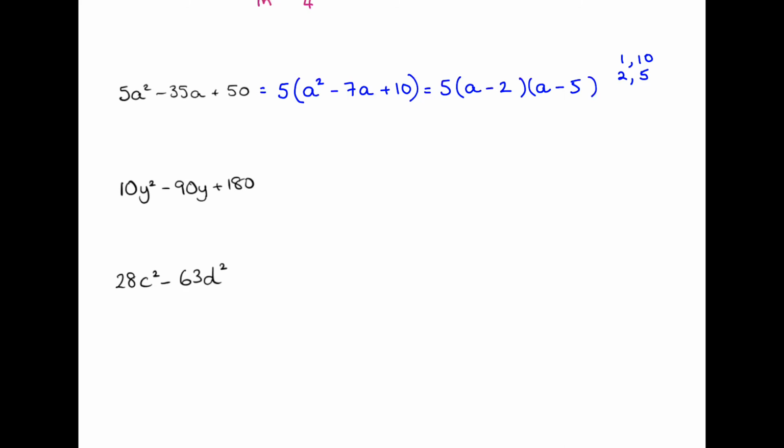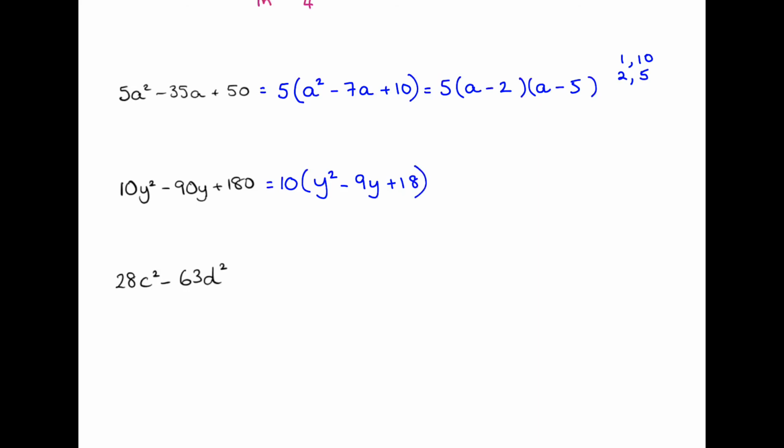Okay, then the next one. Again, common factor, and then see what we've got in the bracket. A common factor here, we can see all these numbers have got zeros on the end. So the common factor is 10. So we're going to have y squared minus 9y plus 18 this time.